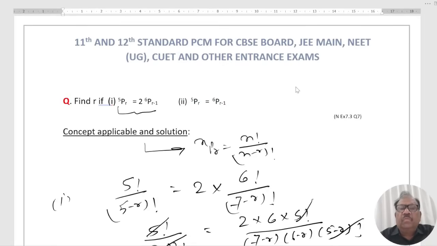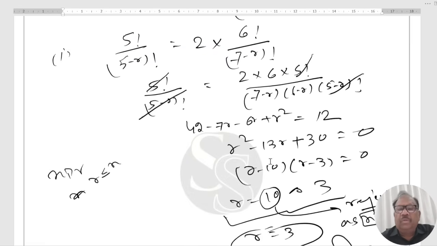Similarly, you can find the answer of this question. Answer of this question is r equal to 4. Next question.